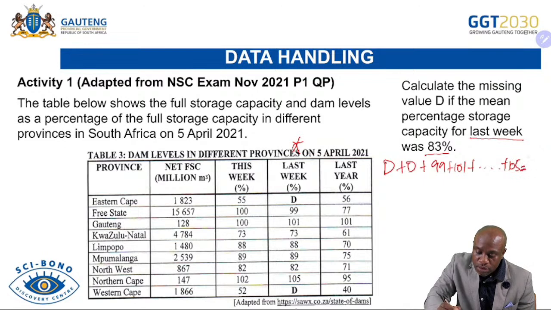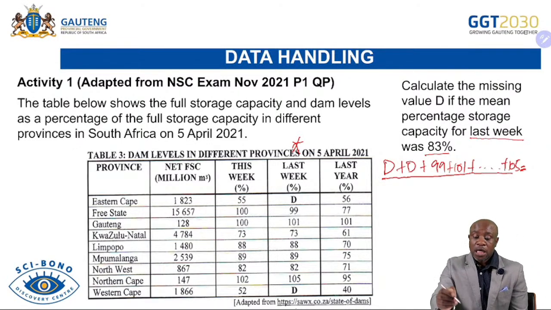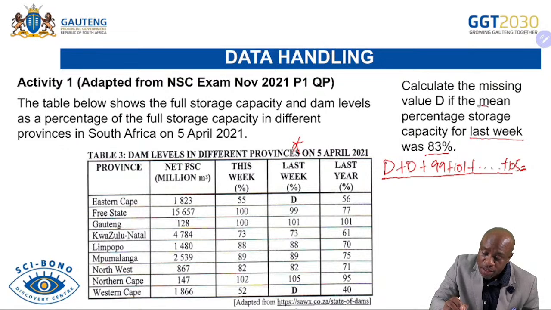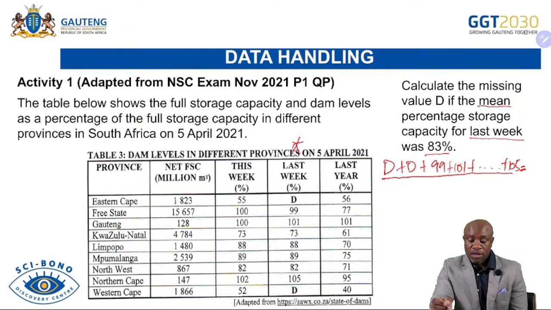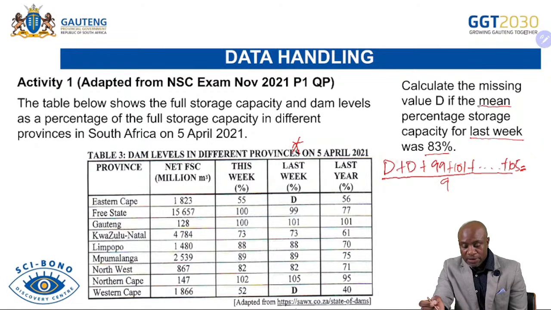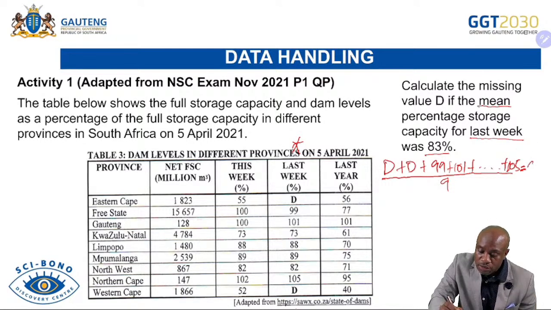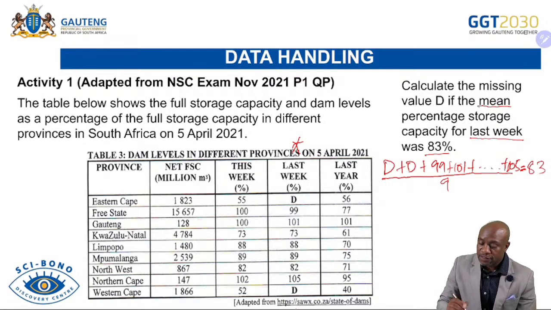And this will be equals to, in fact, before we say equals to, we need to divide this, because remember we're calculating the mean. So we need to remember the concept that we need to look at. It says calculate the missing value D if the mean. So we are given the mean. So I'll divide this by 9 because there are 9 values here, 9 numbers. Remember my total, and divided by number of my numbers. In fact, number of my scores. And I will say this equals to 83. I hope that 105 is clear.